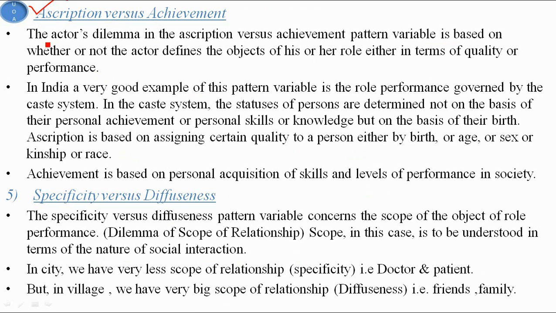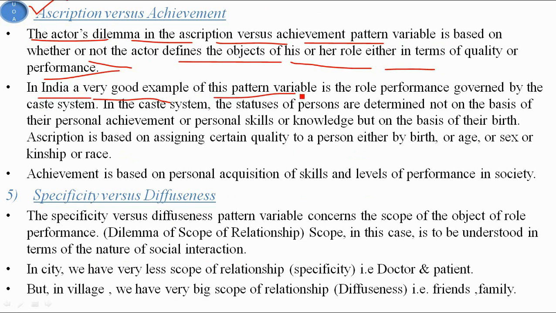The fourth one is ascription versus achievement. The actor's dilemma in the ascription versus achievement pattern variable is basically based on whether or not the actor defines the object of his or her role either in terms of quality or performance. In India, a very good example of this pattern variable is the role performance which is governed by the caste system. In the caste system, the status of persons is determined not on the basis of their personal achievement, personal skills or knowledge, but on the basis of their birth.